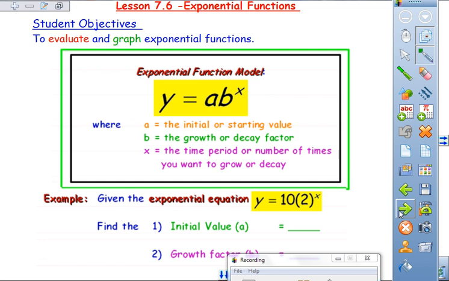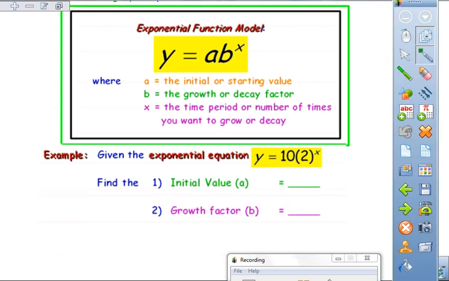So here is again the model. Our goal today is to evaluate and graph exponential functions. So y equals AB to the power x is going to be our model, where A is the initial or starting value, B is the growth or decay factor, and x is the time period or the number of times you want to grow or decay.